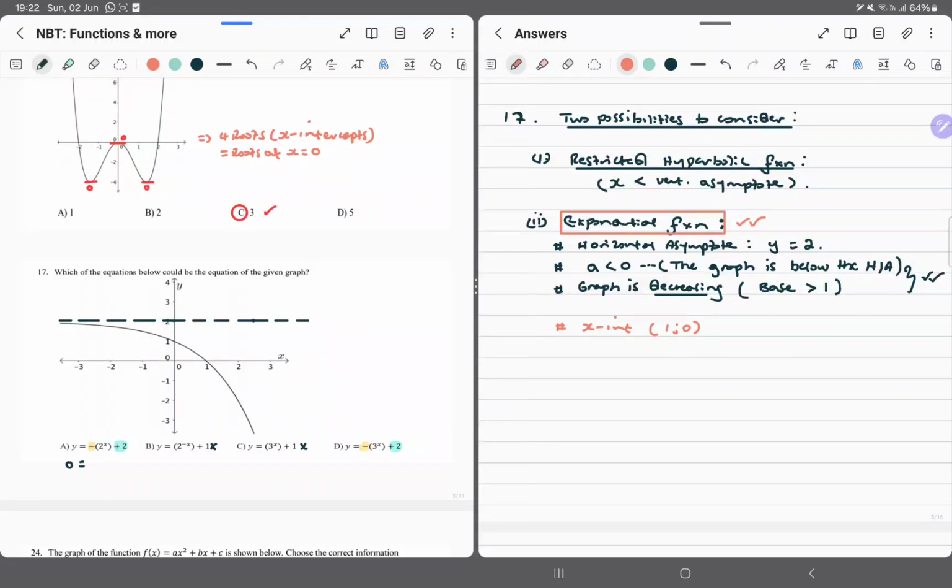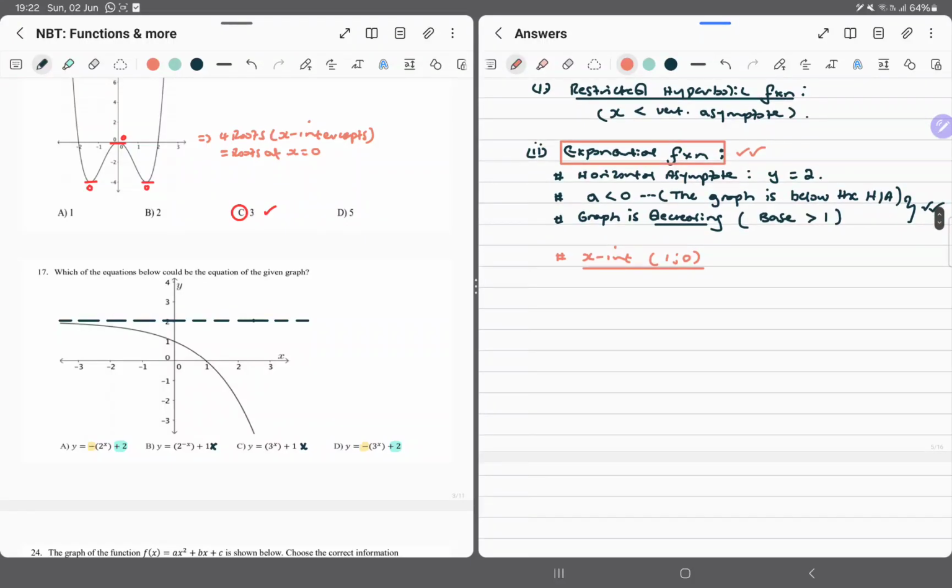So let's see. When y is 0, we get minus into 2 to the exponent x plus 2. We transpose the 2. Okay, let's just not do this. It's too small, the space to write in. So now let's look at the x-intercept for each one.